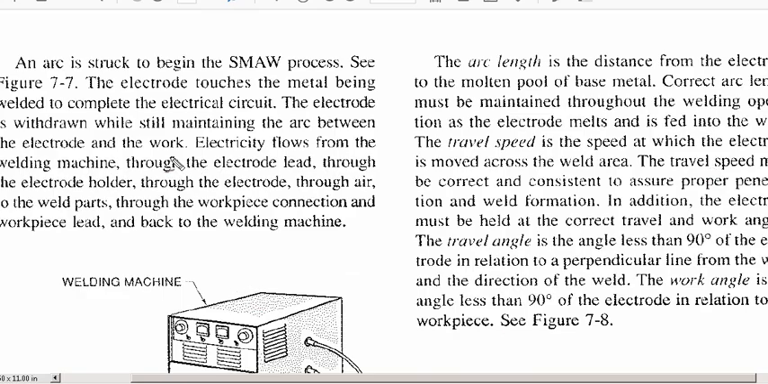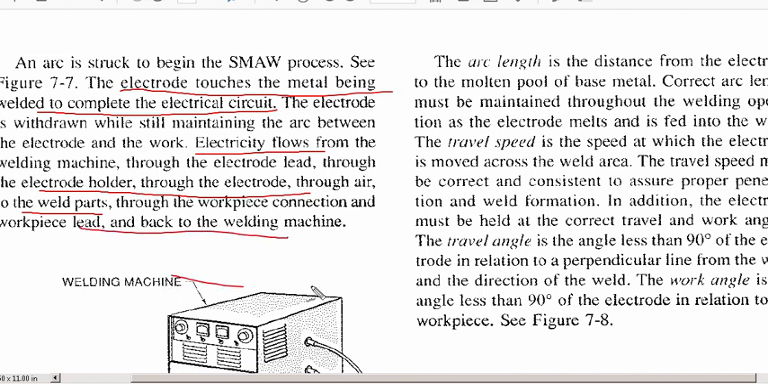Once you make contact and that electrode touches the metal, you're completing the electrical circuit as we've shown, as we drew it out. The electricity is flowing from the welding machine into the lead and through the electrode holder, through the electrode, through the air to the welded parts, and back, completing the circuit back to the machine. So that's what's happening during the arcing process.